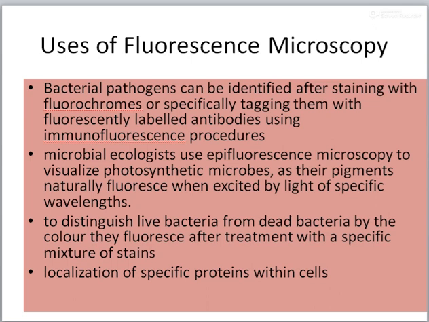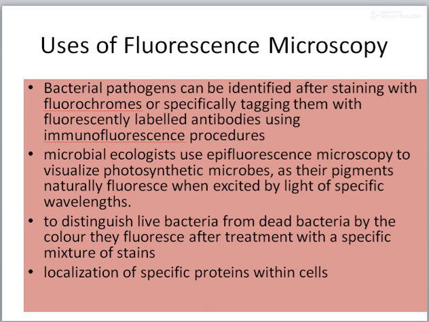So if your sample contains this pathogen, the antibody will go and specifically bind to the antigen, and when you view it under the fluorescence microscope, the fluorescent labeled antibody will be fluorescing. And in the case of ecology, you can see various photosynthetic microbes, because their pigments naturally fluoresce when excited by light of a specific wavelength.